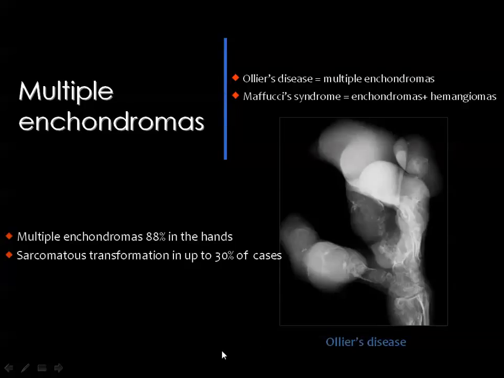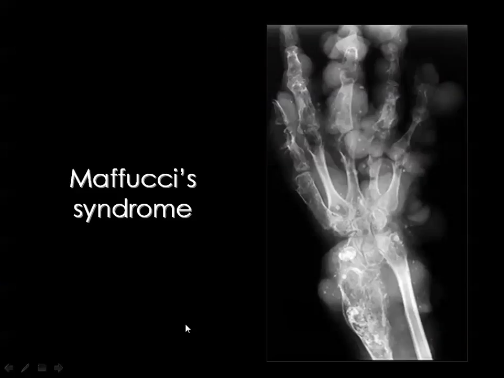Then whenever the enchondromas are too many, you call this Ollier disease. And here you can see that the hand is almost totally involved by multiple enchondromas, and also the distal part of the radius and ulna, and maybe the carpal bones, and this is known as Ollier disease. And sometimes Ollier disease is associated with multiple hemangiomas of the soft tissues of the hand or the feet, for example, and the hemangiomas are diagnosed by the presence of these calcific foci.